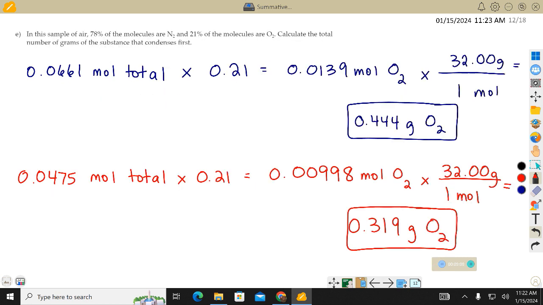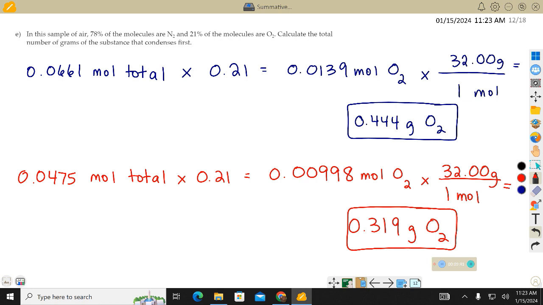Then finally in part E, in the sample of air, it's about 78% nitrogen molecules and 21% oxygen molecules. Calculate the total number of grams of the substance that condenses first. So it's supposed to be the oxygen. However, if in part D you picked nitrogen, you would have lost the point from nitrogen. But if you did this calculation correctly, you would still get full credit.